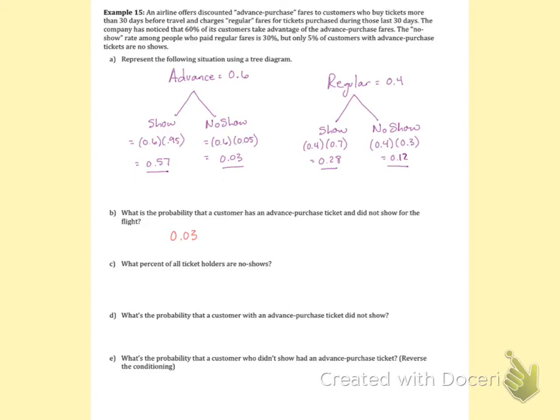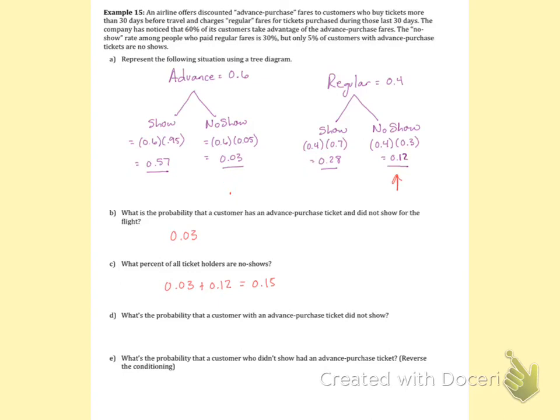For part C, it says what percent of all ticket holders are no-shows? Well, of all of the customers, we have 2 categories of no-shows. The people who bought advance tickets and didn't show, and the people who bought regular tickets and didn't show. So we are going to add those together because this is an OR statement, and we get 0.15. I guess this is asking for percent. I don't know why it switched to percent. That should say probability.